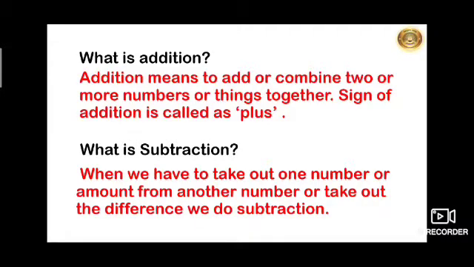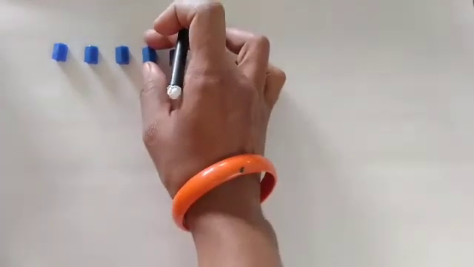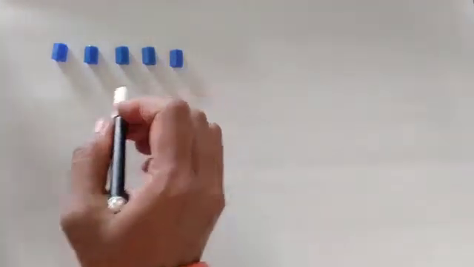Today we will understand that they both are a pair with the help of some examples. Children, now here we have some blocks. Let's count how many blocks there are. 1, 2, 3, 4, 5. Here we have 5 blocks. So write 5 here.